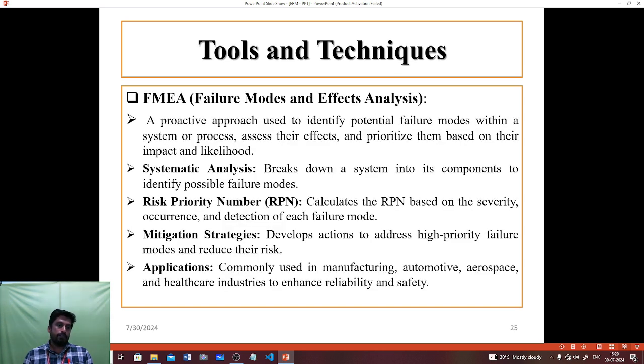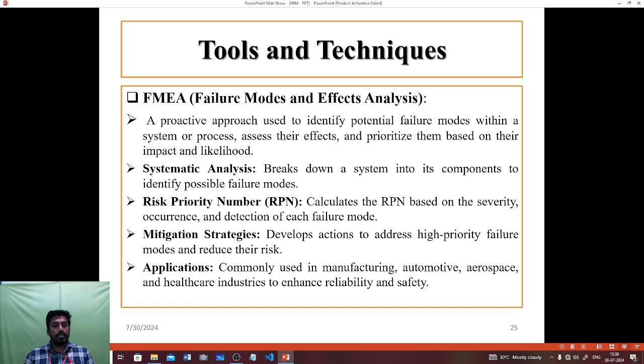Then the second one is FMEA, that means failure modes and effects analysis. It is a proactive approach used for identifying potential failure modes within a system or process, assessing their effects, and minimizing the impact and likelihood. It is organized into three categories: systematic analysis, risk priority number, and mitigation strategy. Systematic analysis is nothing but breaking down the analysis to identify the possible failure modes. What are the ways we identify the possible failure modes? So we predict the failure modes.